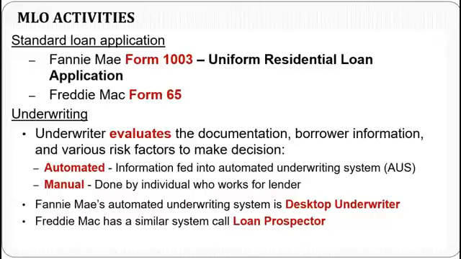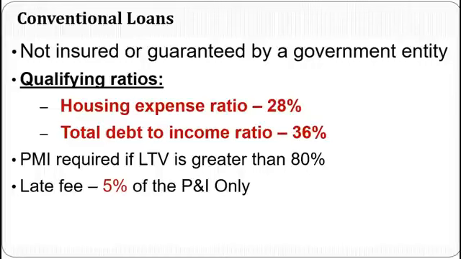Fannie Mae uses DU, Desktop Underwriter. Freddie Mac uses LP, Loan Prospector. You need to know conventional loans, and put in parentheses there conforming, because sometimes they call them conforming. Conventional conforming loans. This is what you need to know. They're not insured. Circle the word insured. And on top of insured, I want you to write FHA. So they're not insured or guaranteed. Circle the word guaranteed. And on top of guaranteed, I want you to put VA.